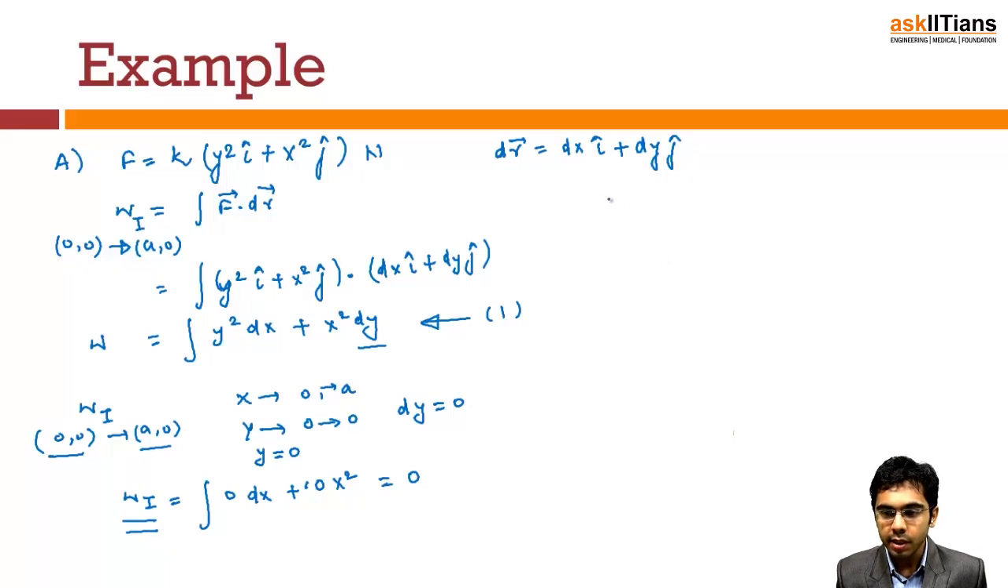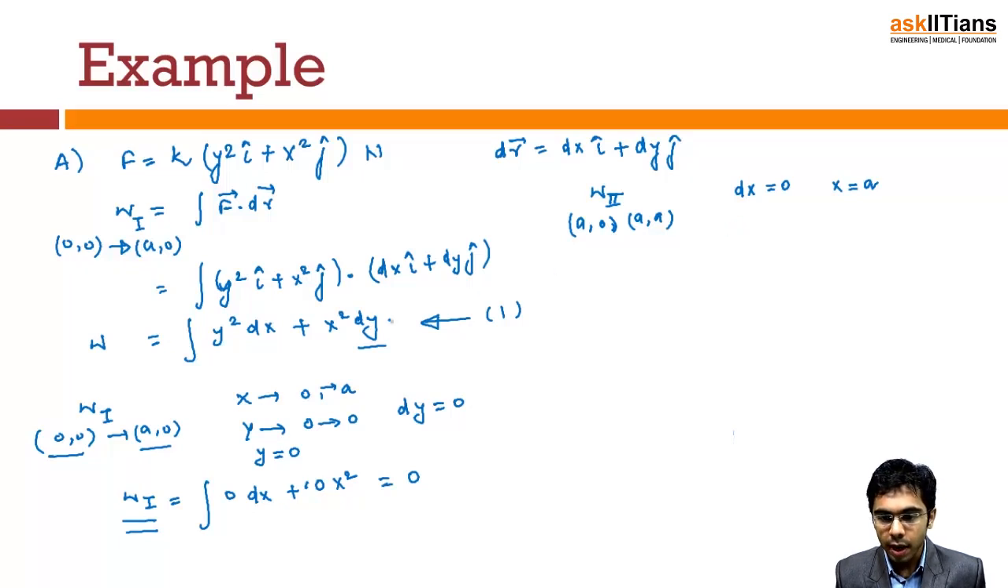Now if we talk about the second one, that is going from B to C. For this we have the coordinates from a comma 0 to a comma a. So we can say that for this dx will be 0, because initially x is a, finally also x equals a. So we can say that dx is equal to 0. That means x is not changing, and y is changing from 0 to a. So we cannot say anything about dy.